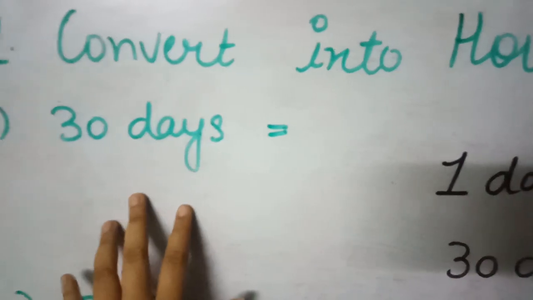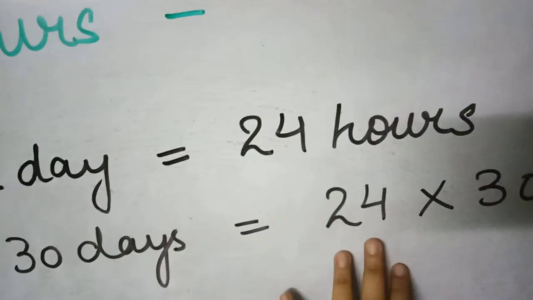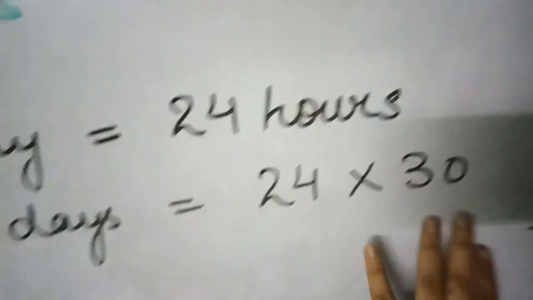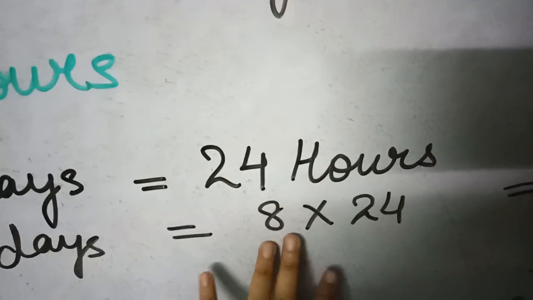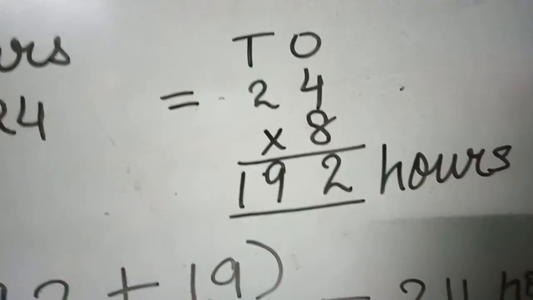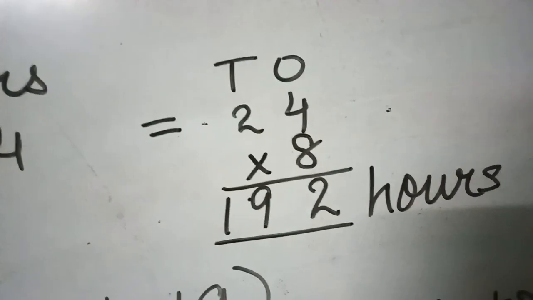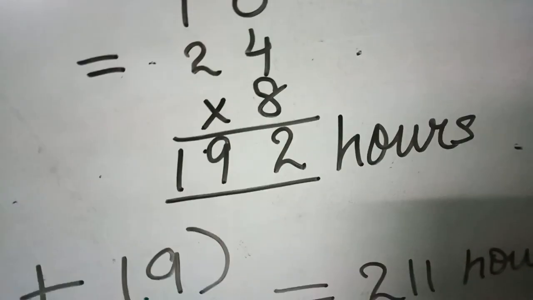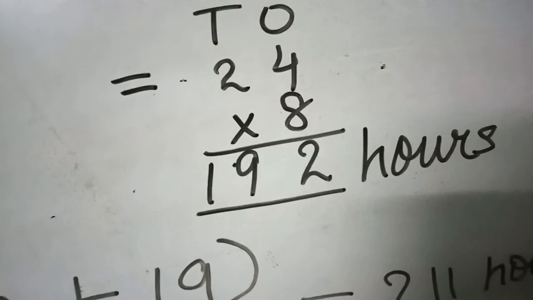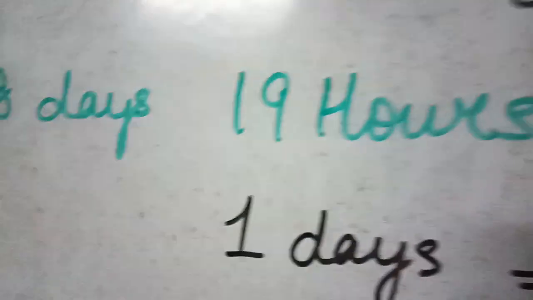How did we solve 30 days? In 1 day there are 24 hours. We take 30 and multiply by 24. Same here: 8 multiply 24. Now we multiply the 8 by 24. We got 192 hours. Now we converted the days into 192 hours, right?